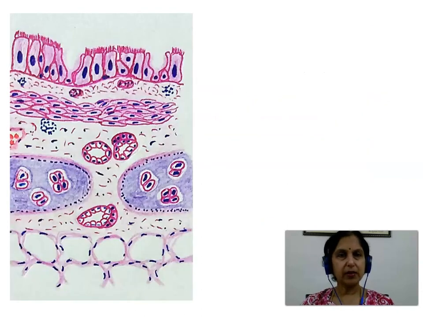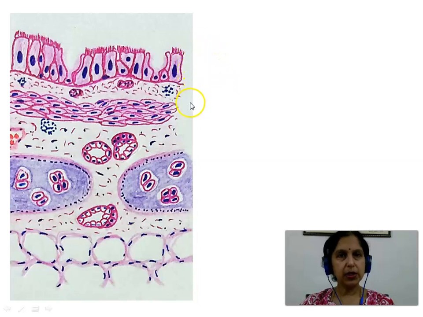What we see here is a diagram of a transverse section through an intrapulmonary bronchus. And we appreciate the layers here. This is the luminal surface. What we see here is the mucosa. Next comes the muscle layer. Then is the submucosa, the cartilage layer, and finally the adventitia.